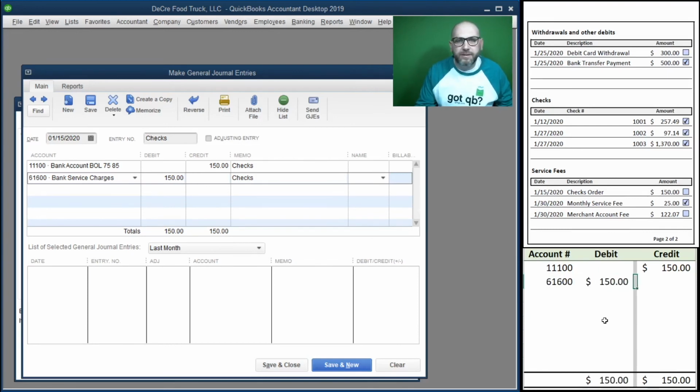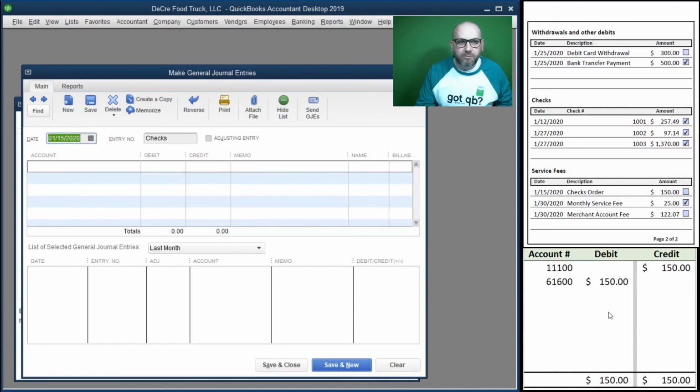So what happened? Our expense account, 61,600, went up by 150, and we paid for it from our checking account, and that went down by 150. So those are your debits and credits. Again, with General Journal Entry interface, it's very cool and very simple. You have your debits and credits right here. Everything matches, right? Beautiful. So let's go ahead and save and new, and we have one more to book.